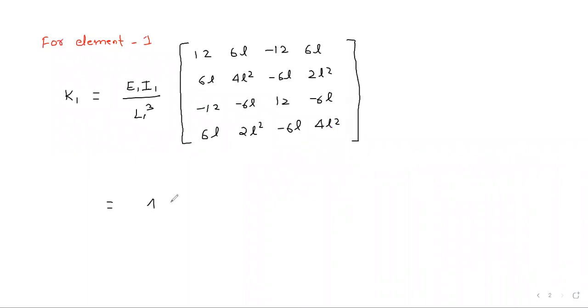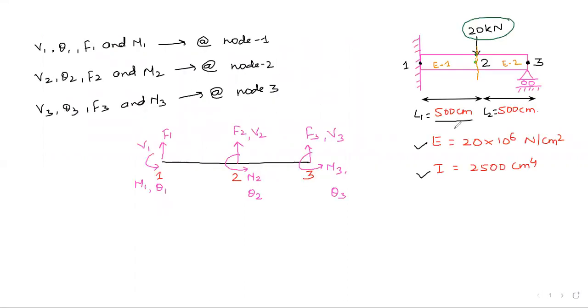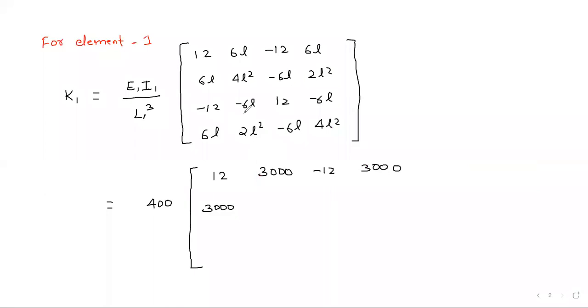Let us take this 400 outside. Now the remaining things we will put inside, meaning the L value, 12. So we will have 12 here, 6 into L. So 500 centimeter, right? So 3000, minus 12, again 6L, so 3000, because L is 500. Already see here, we have the L value as 500 centimeters. So we just have to multiply it, right? So 4L square will be 500 into 500 into 4.